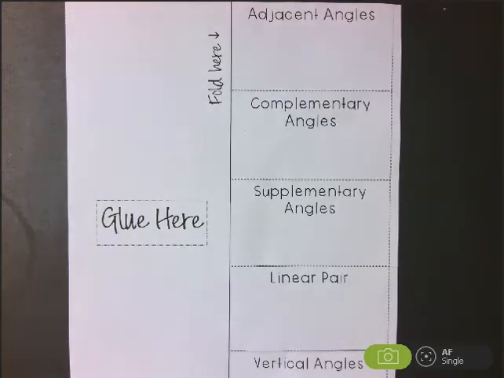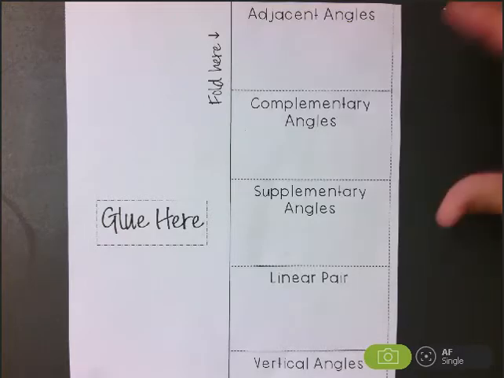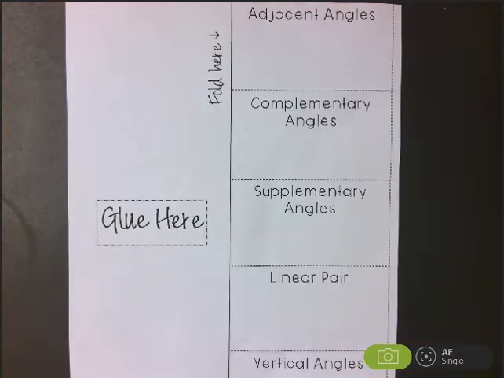In today's video, we're going to be talking about some different types of angle pairs. So the first thing that we're going to be doing is working on this foldable. You should have a handout that looks similar to this. The first thing I did was I just cut around those dotted lines.